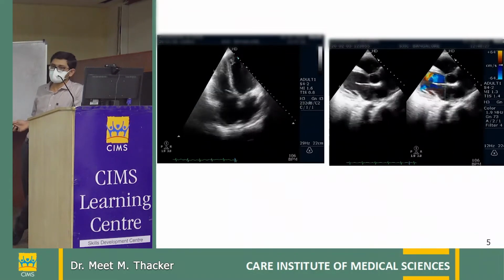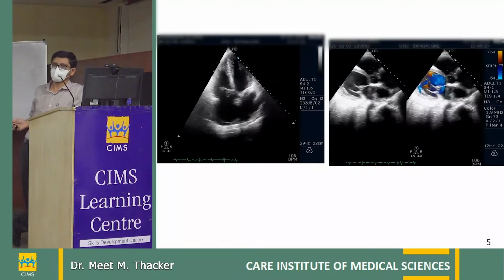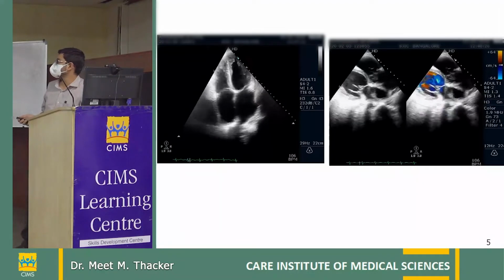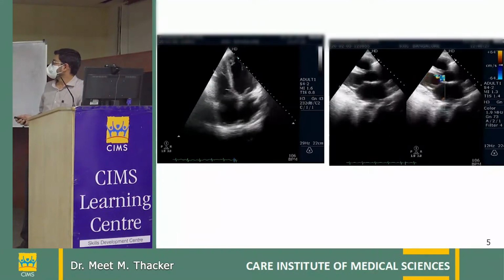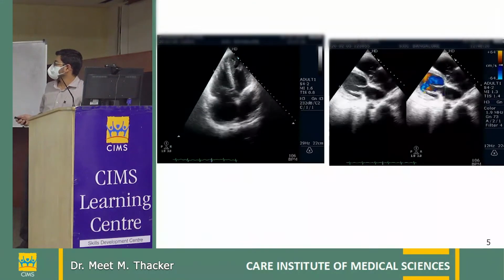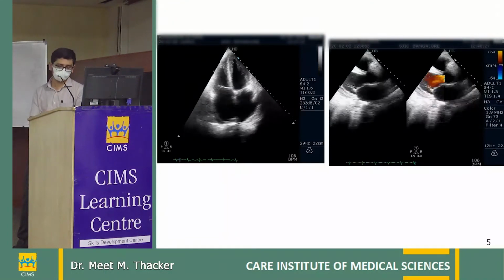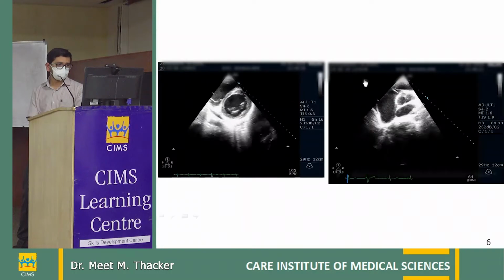This is the color interrogation across the aortic valve in the PLAX view. We can see there is an abnormal flow turbulence in the diastole, which is not exactly draining into LV. Some amount of it is draining into LV, but we can see that there is a color flow turbulence here. The short axis view.